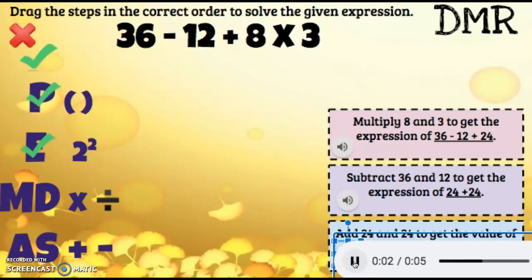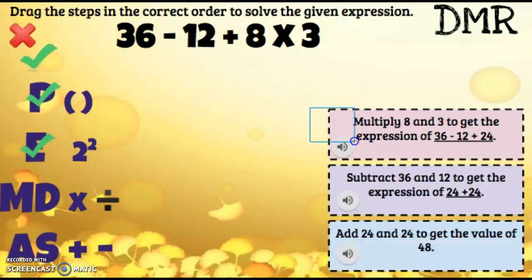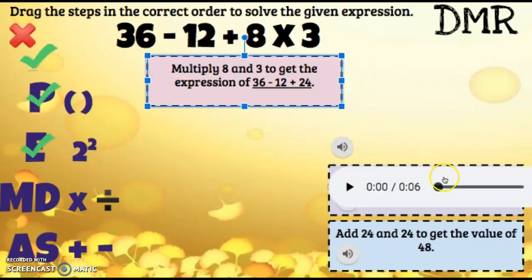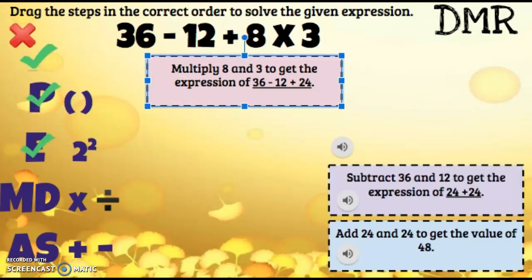Add 24 and 24 to get the value of 48. And I'm not adding here. I want multiplying. So that must mean that this is my first step. Oops. So I'm going to click it and put it as step 1. Okay, so if I had to say what step that is, step 1, where I'm multiplying my 8 times 3.